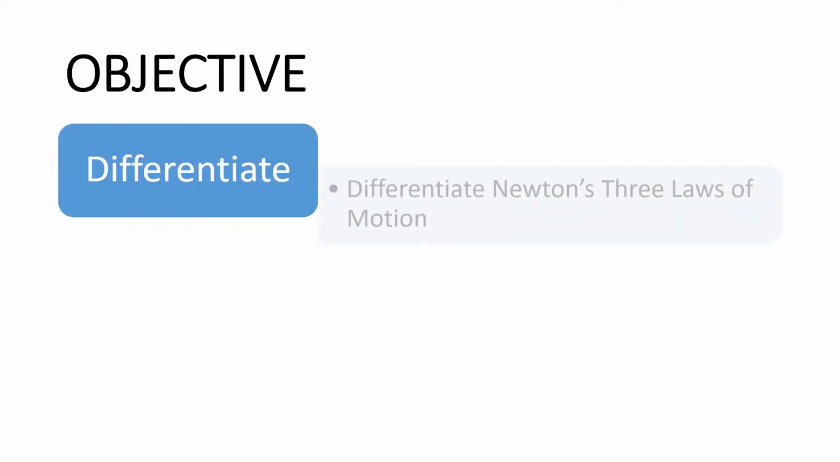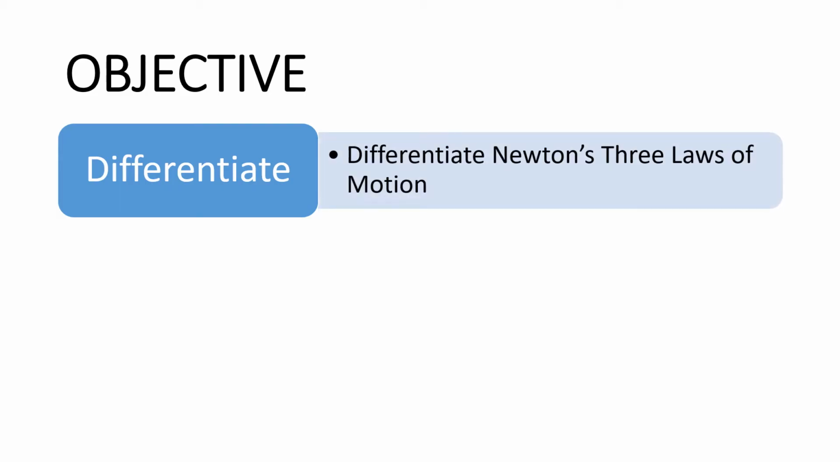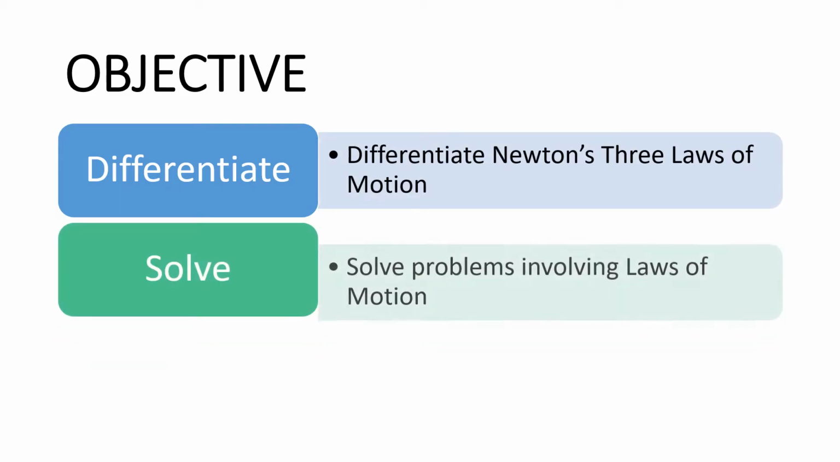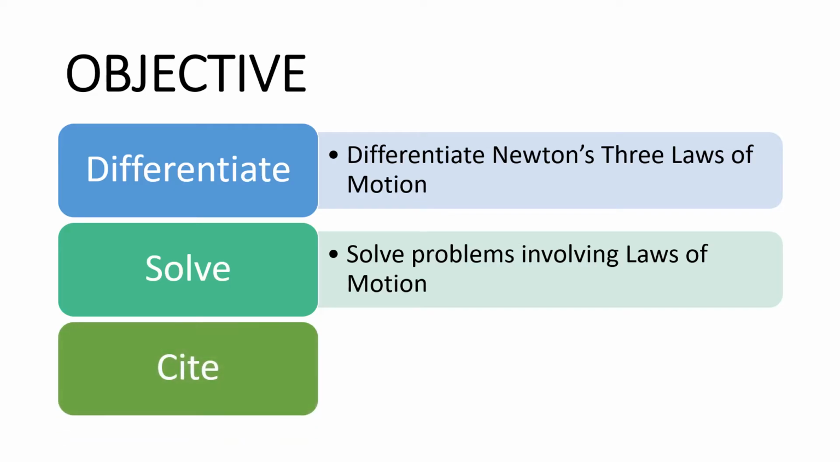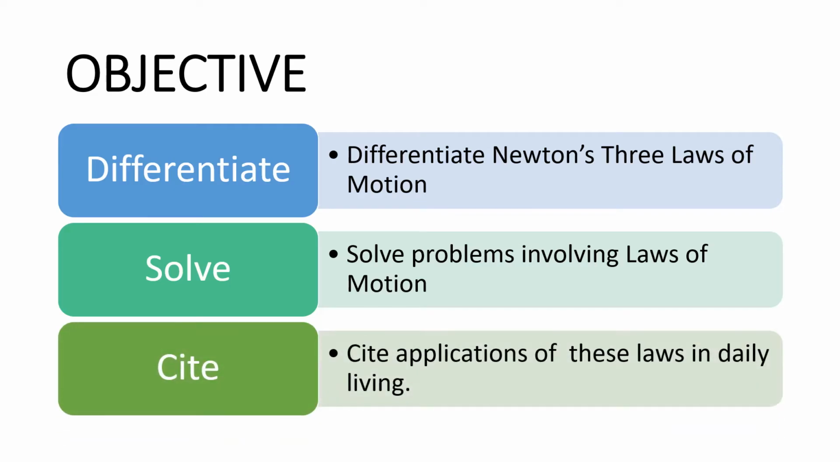Before we proceed with the discussion, let us begin with the end in mind. Here is the objective of our lesson. At the end of the lesson, 100% of the students shall be able to attain at least 85% level of proficiency to differentiate Newton's three laws of motion, solve problems involving laws of motion, and lastly, cite application of these laws in daily living.